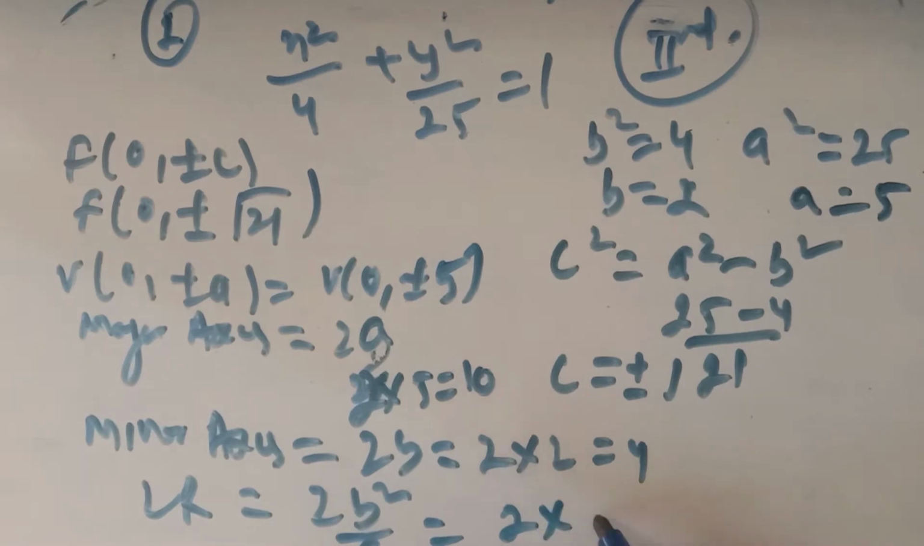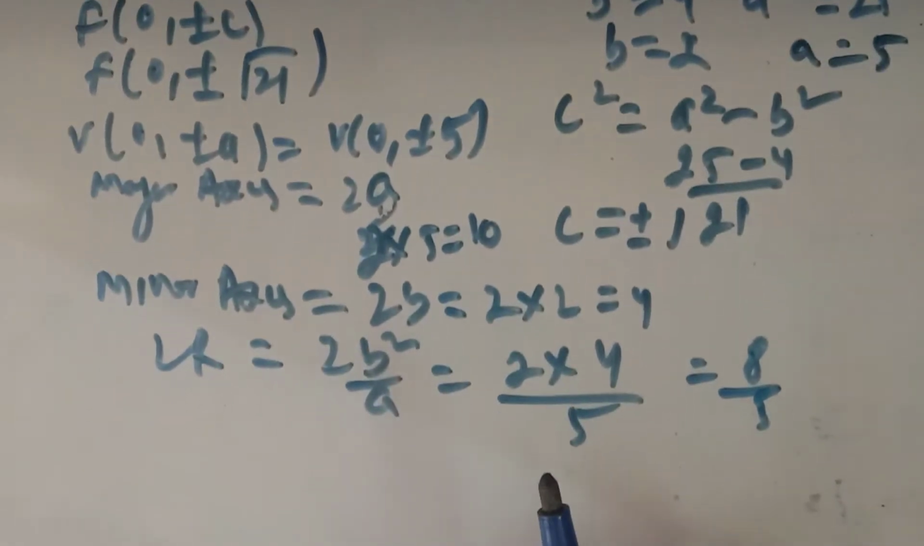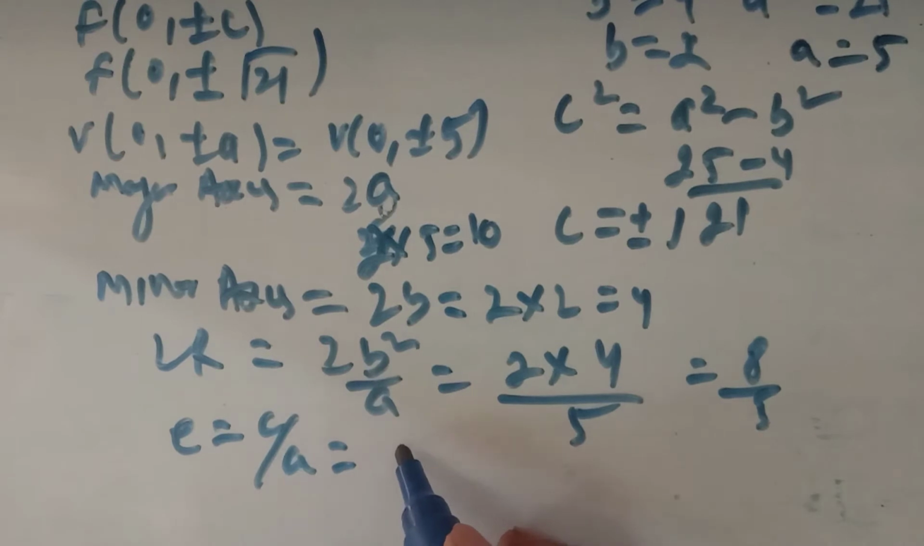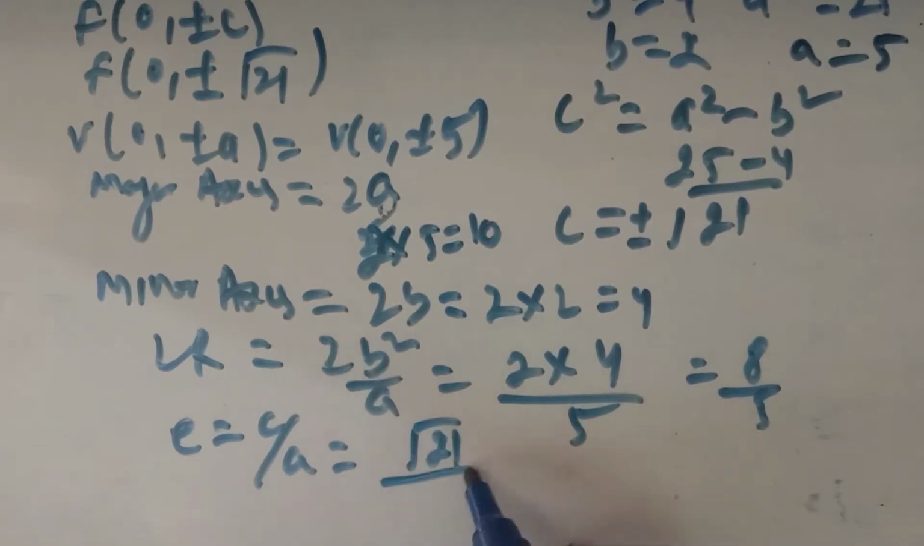The latus rectum is 2b² upon a. Now what is the value of b? That is 2, whose square is 4, upon a, that is 5. So 8 upon 5 is the length of the latus rectum, and you can find the eccentricity, which is equal to c upon a. Here c is root 21 and a is 5. So this is the eccentricity.